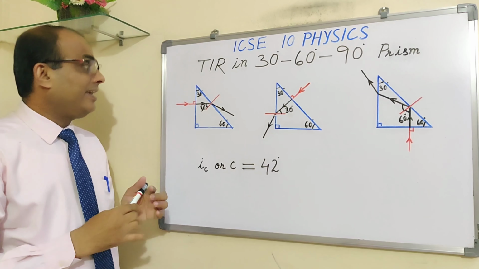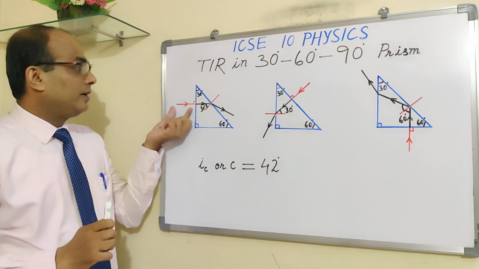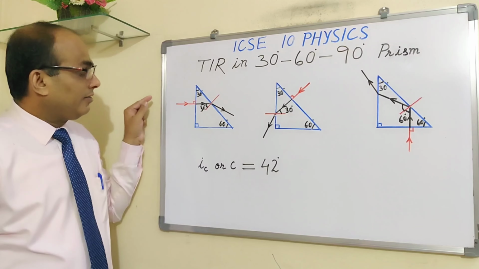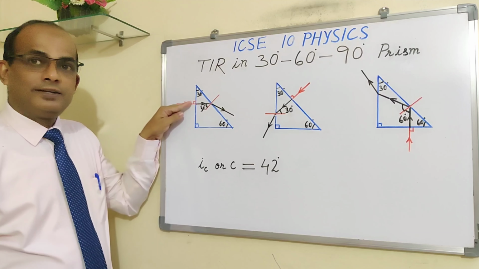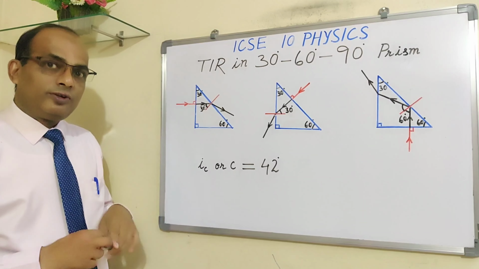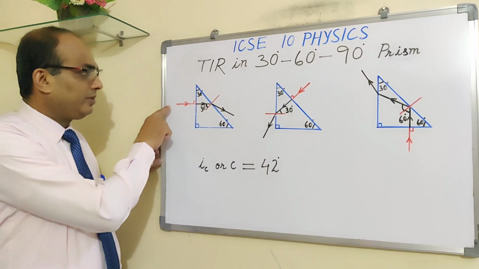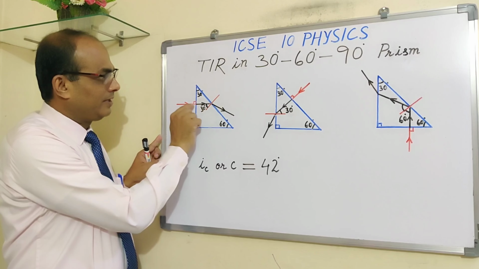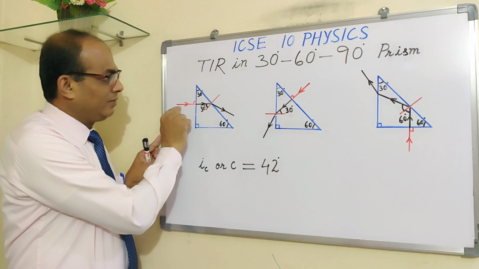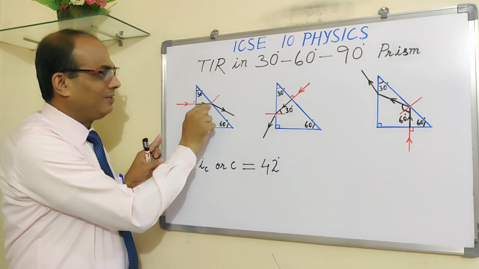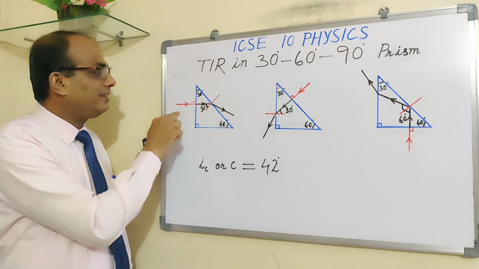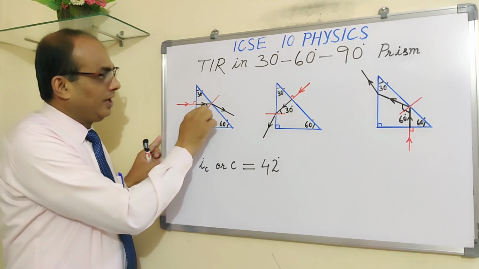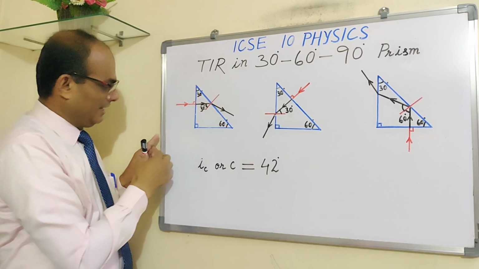Alright. In this case, suppose this red line is the incident ray given. It is falling normally, see, at 90 degrees. When it falls normally, as we discussed in the last video also, it will go straight. So we draw this ray going straight till here without suffering any refraction because it falls normally. i is 0, so no refraction takes place.